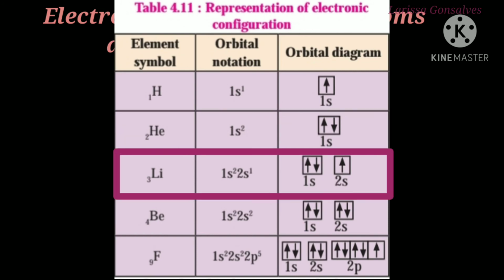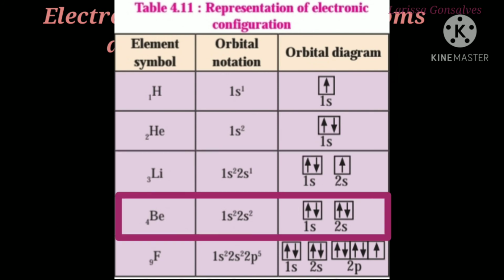For lithium, the electronic configuration was found to be 1s2 and 2s1. So we are going to draw one block for 1s and one block for 2s. In 1s we have 2 electrons, so that will be with upper spin and lower spin, and in 2s we have only one electron, but that will be only with the upper spin.